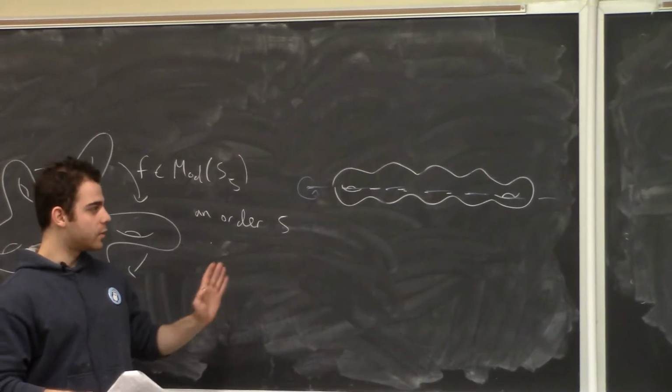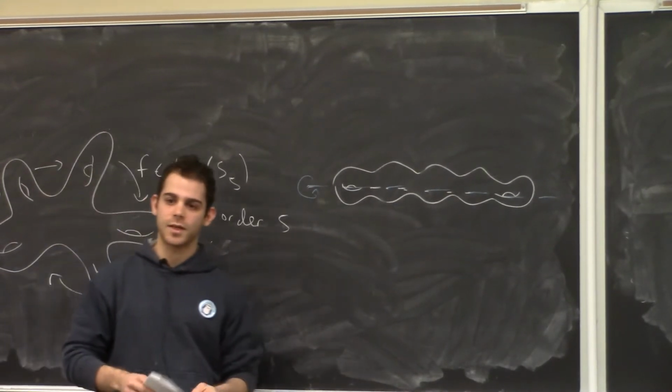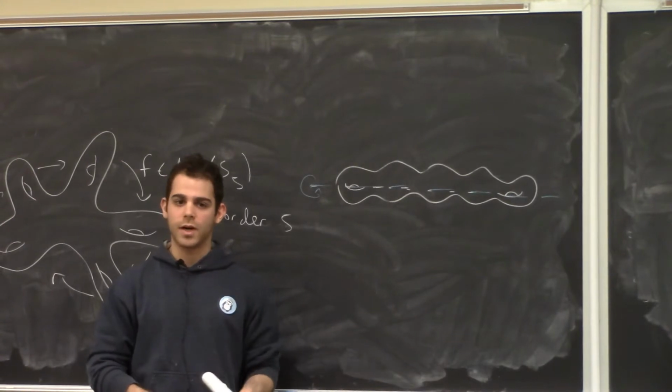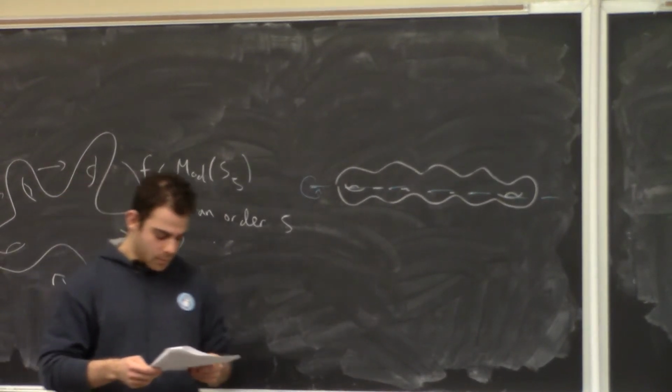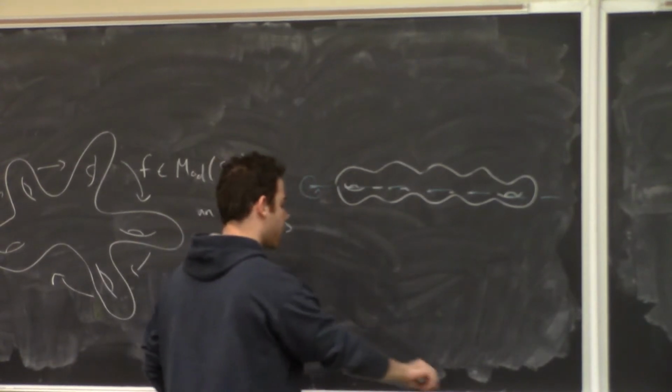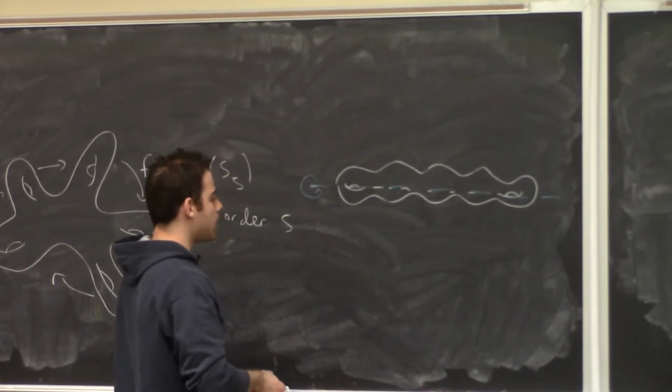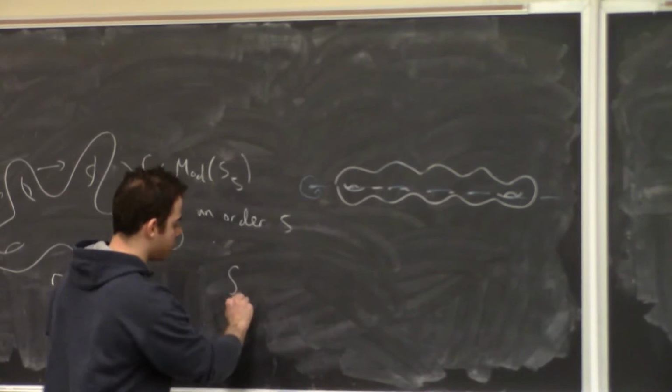And the hyperelliptic involution is a very special element of the mapping class group. We know it acts trivially on homology, but I'm not going to talk about that. We don't need to worry about these things. More generally, if I want to look at these rotations, let's say I just have some S_g.